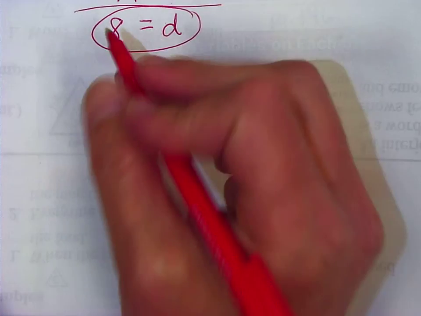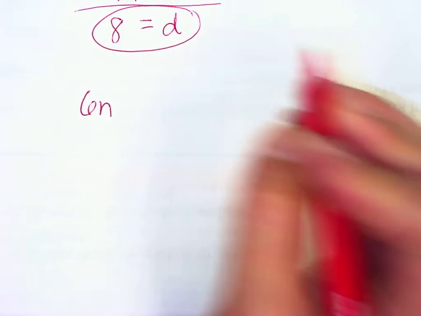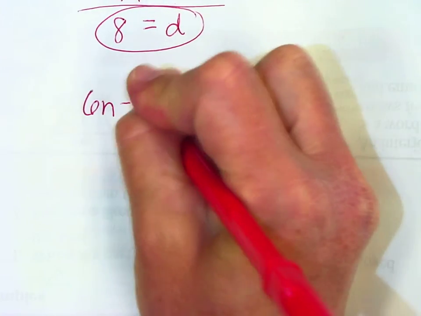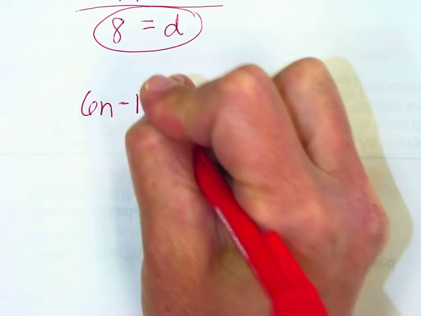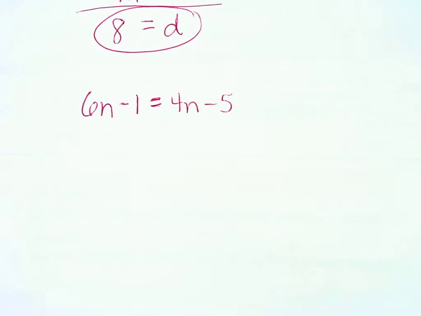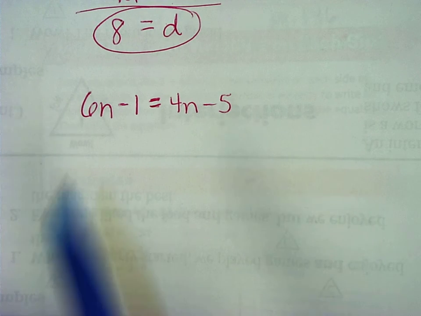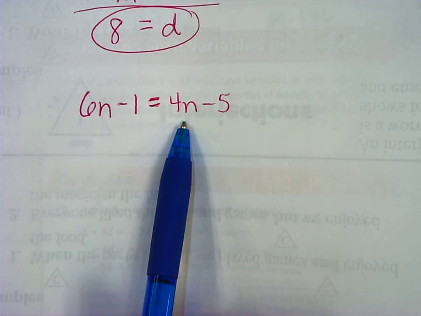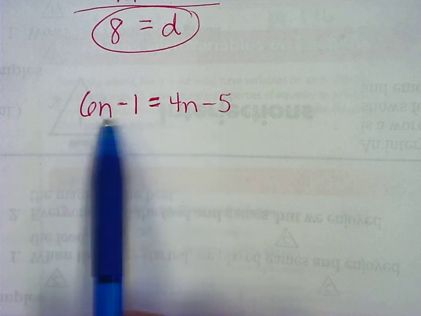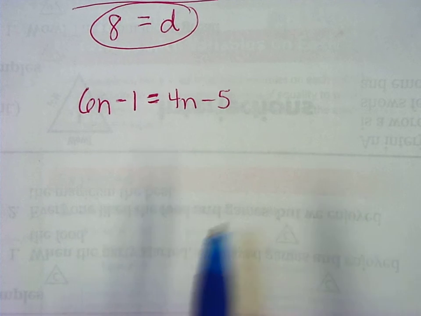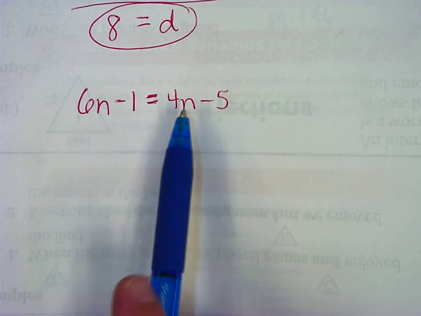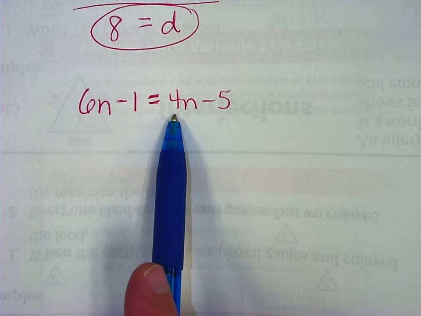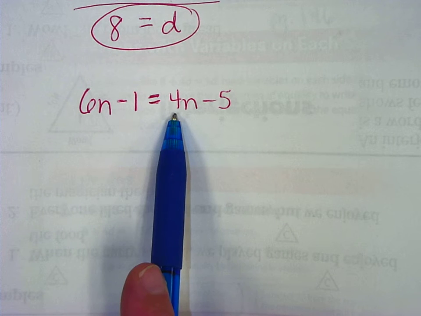Okay, let's try another one. Let's try 6n take away 1 equals 4n take away 5. All right, so here's my equal sign. If you notice, you have 6n on the left and 4n on the right. So I need to pick one of these and move it to the other side to get all the n's on one side. So anytime you have a choice, choose the smaller variable. That way you won't end up with a negative variable.